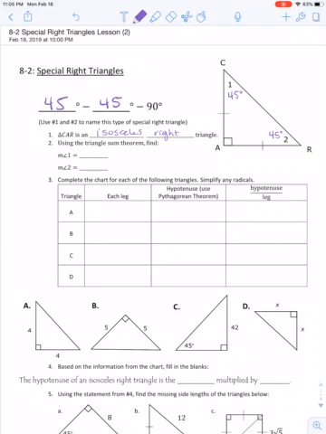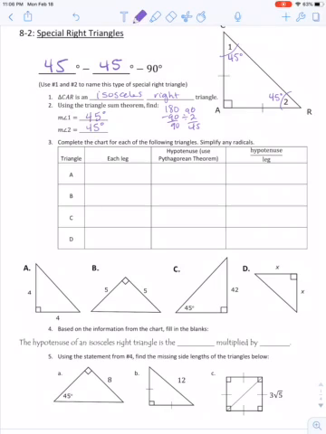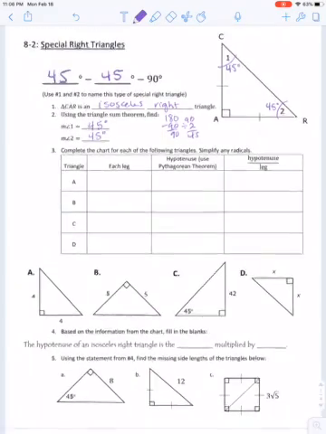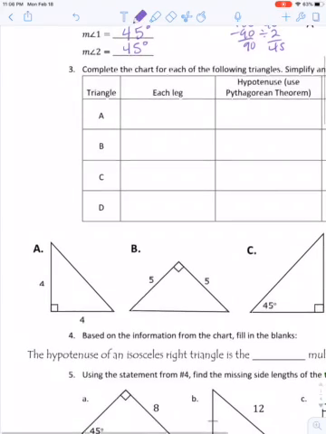Since it's isosceles, we know the base angles have to be congruent. So angles 1 and 2 are congruent to each other. Therefore, if I do 180 minus 90, and then divide 90 by 2, the only option is 45 and 45. So that's the name of this special right triangle. What makes it so special, though, is this pattern that you should have noticed whenever you calculated the length of the hypotenuse. I'm just going to do the first one with you, and then you should have noticed the pattern with all the other ones.